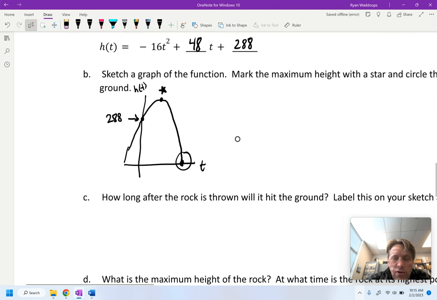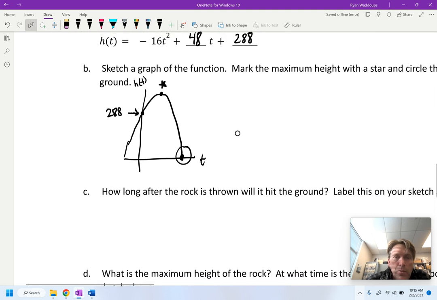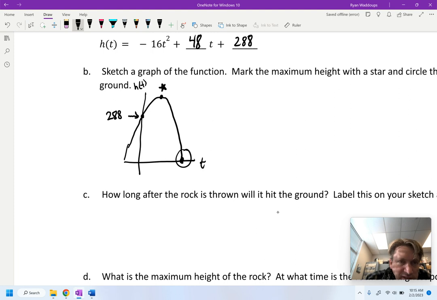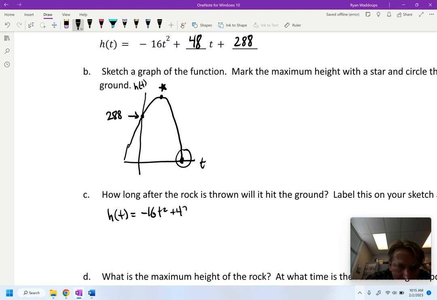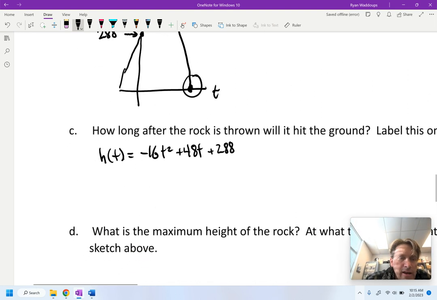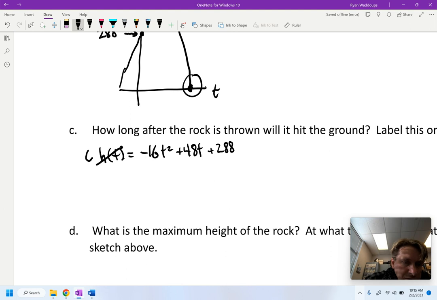How long after the rock is thrown will it hit the ground? Okay. We need to go back here just like we did before. h of t equals negative 16 t squared plus 48 t plus 288. But instead of h of t, we're going to put 0 because that's the height right here when it hits the ground. h of t equals 0. Remember, h of t is like y. The y value is 0.